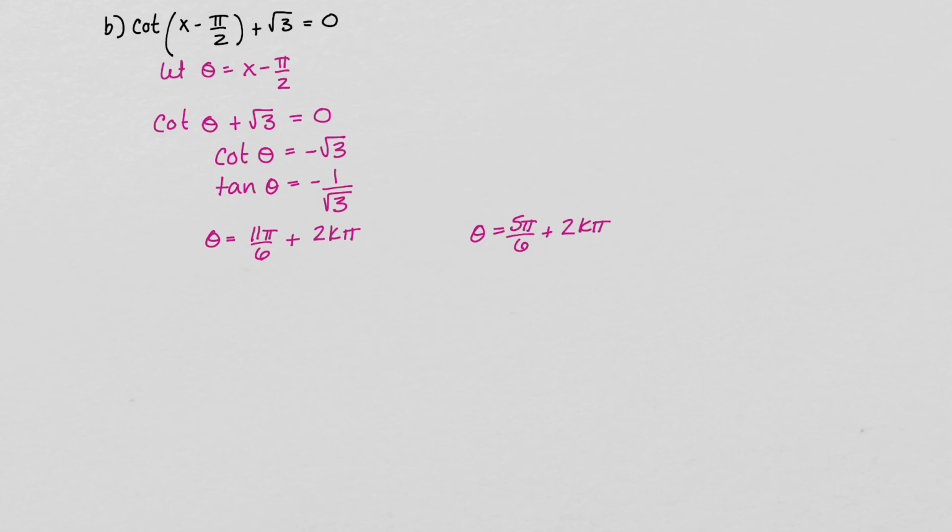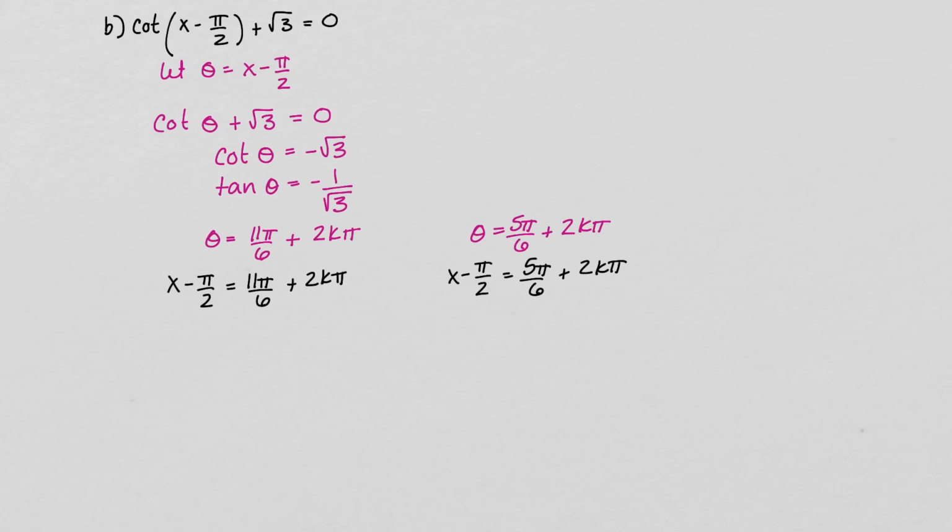And now, all I'm going to do is replace theta with what we said it was, right? So up here we said theta was equal to x minus pi over 2. So this is saying x minus pi over 2 is equal to 11 pi over 6 plus 2k pi, or x minus pi over 2 is equal to 5 pi over 6 plus 2k pi. And now I just have to solve both of these for x.